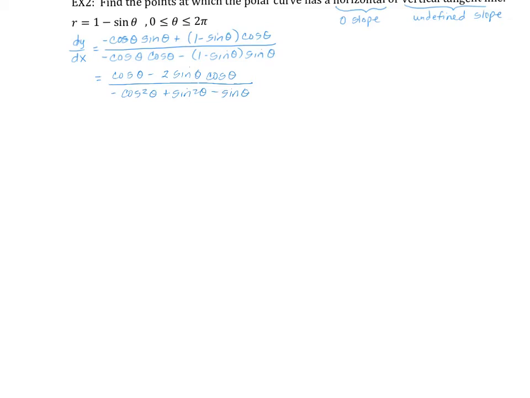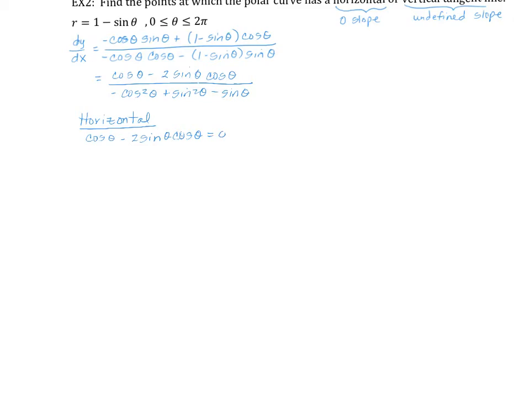And look at what it means to have a horizontal tangent line. So there's a horizontal tangent line if the slope is equal to 0. The slope, or a derivative, is a fraction. So that will occur when the numerator, cosine of theta minus 2 sine theta cosine theta, is equal to 0.